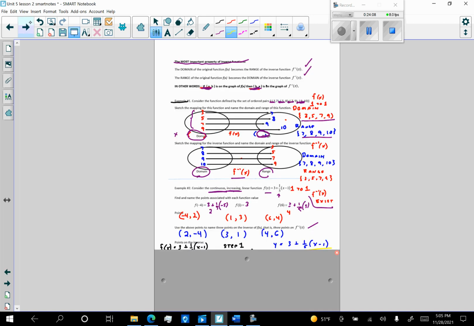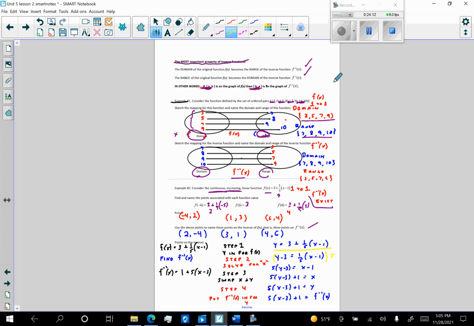Second thing I did was I actually found some points. I had this other particular function. All I did first is I viewed that if (a, b) is on the graph, then (b, a) is on the graph of the inverse.